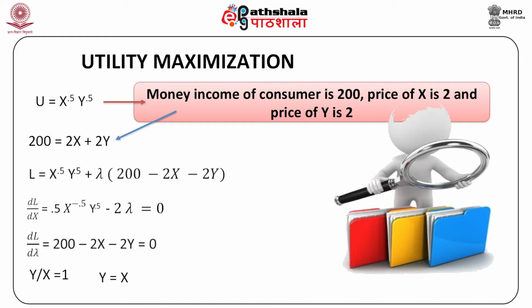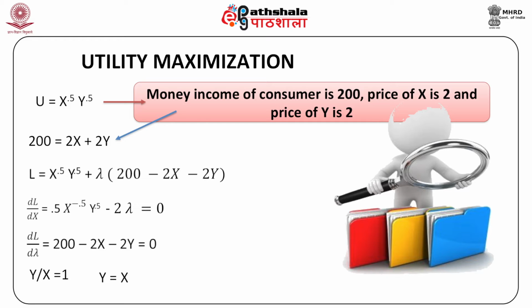Using the Lagrange multiplier, L is equal to x raised to the power of 0.5 into y raised to the power of 0.5 plus lambda (200 minus 2x minus 2y). This is called equation 3. Differentiating with respect to x, y and lambda, we have del L by del x is equal to 0.5 x raised to the power of minus 0.5 into y raised to the power of 0.5 minus 2 lambda equal to 0, known as equation 4. Del L by del y is equal to 0.5 y raised to the power of minus 0.5 x raised to the power of 0.5 minus 2 lambda equal to 0, known as equation 5. Del L by del lambda is equal to 200 minus 2x minus 2y, which is known as equation 6.